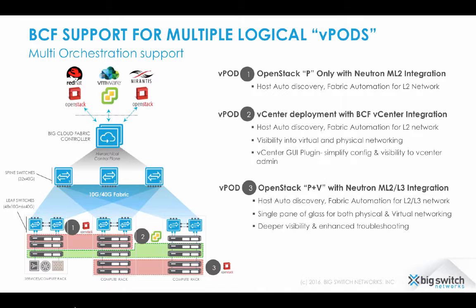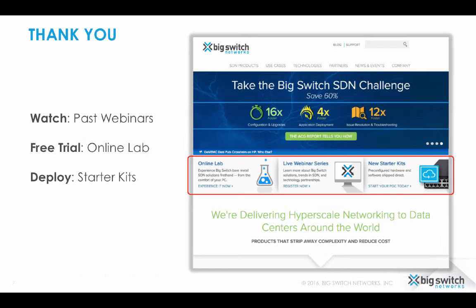In summary, as you saw in the demonstration, Big Cloud Fabric's integration with multiple orchestration platforms allows multiple isolated virtual pods to be hosted on the same physical Big Cloud Fabric, orchestrated by multiple vCenter and/or multiple OpenStack platforms in parallel, while keeping all programmability and automation centralized at the Big Cloud Fabric controller.